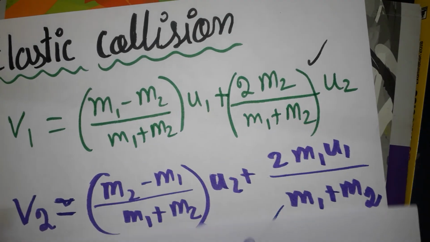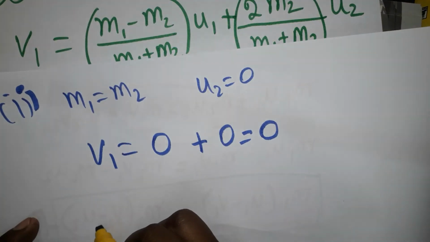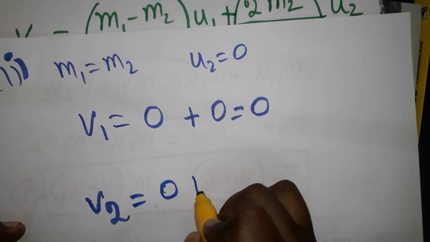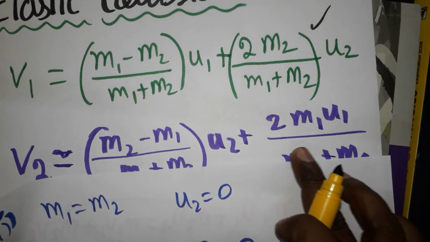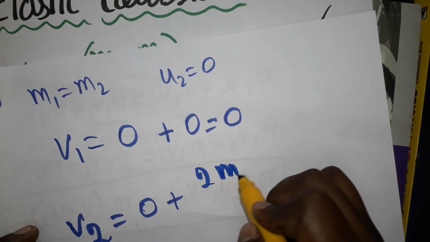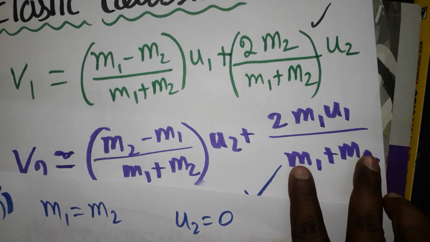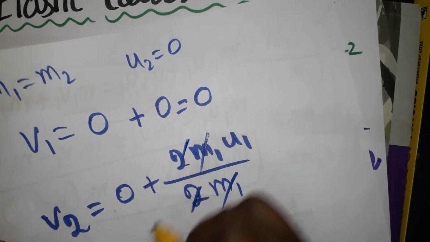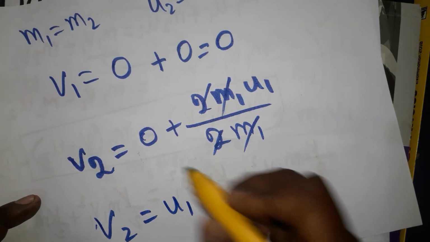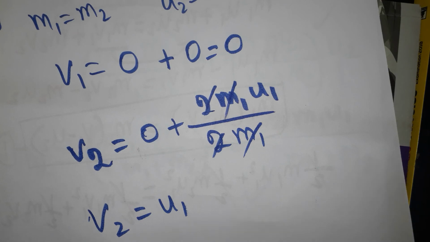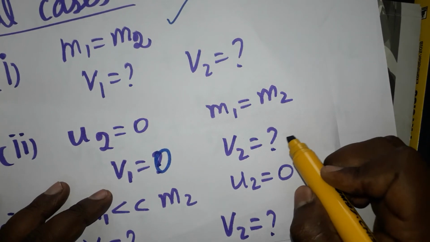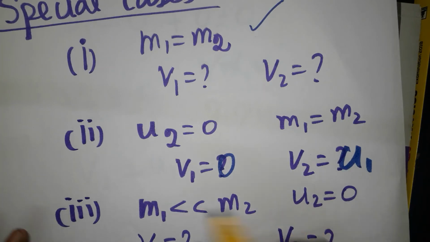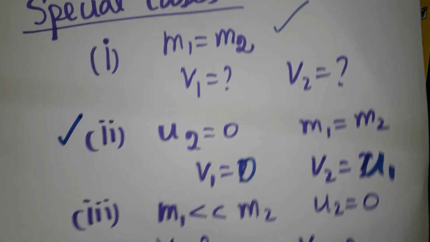Again, we'll see the v2 velocity. This term is 0 plus 2 times m1 u1, divided by 2 times m1, which gets cancelled. So v2 is equal to u1, and v1 is equal to 0. It's a very simple equation. We got the second special case also.